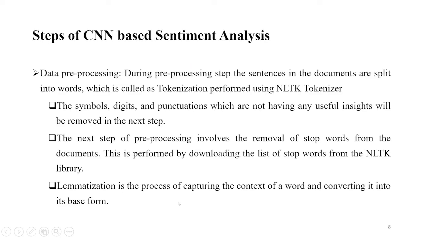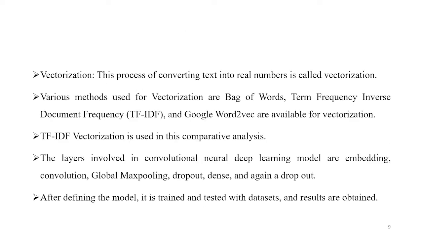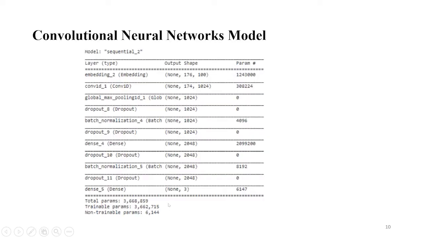So all these steps of CNN-based sentiment analysis we have already discussed in the previous slides. In the data pre-processing stage, all the symbols, digits, punctuation, everything is removed to improve the efficiency and performance. And lemmatization is a process of capturing the context of a word or converting it into its base form. Vectorization is already discussed. In vectorization, all the text is converted into real numbers. And this is an example of a convolutional neural network model.